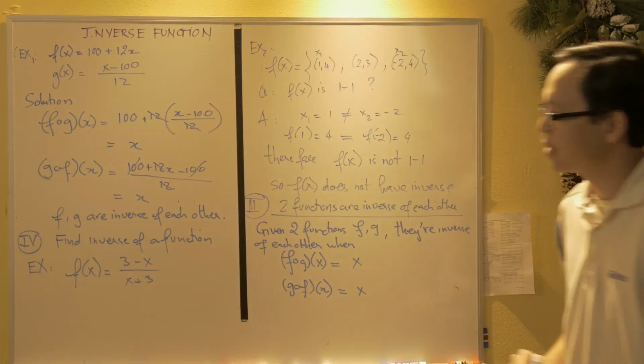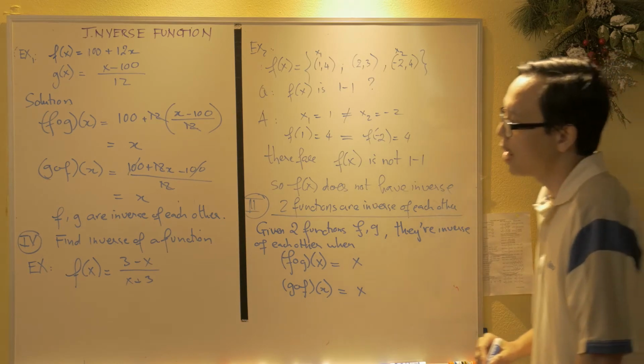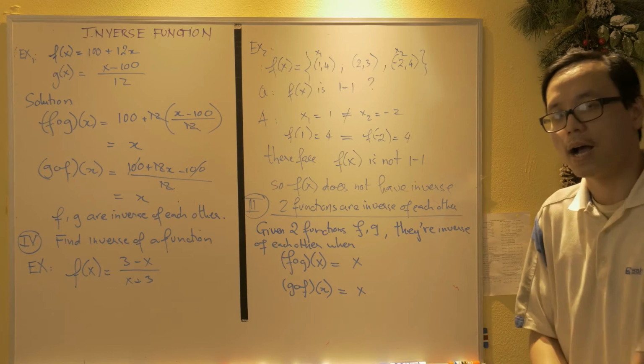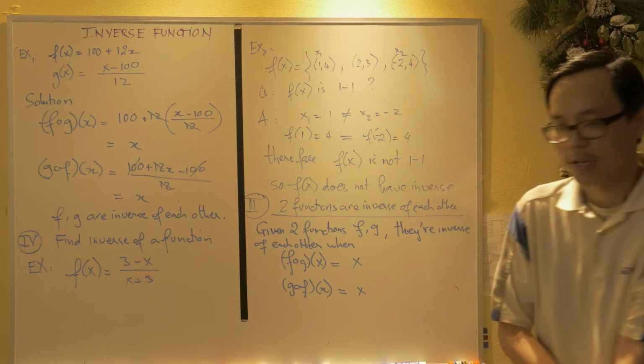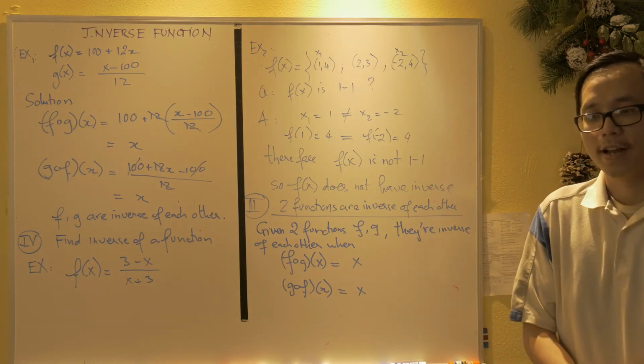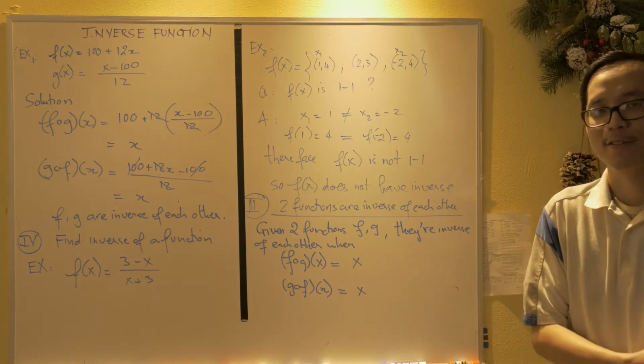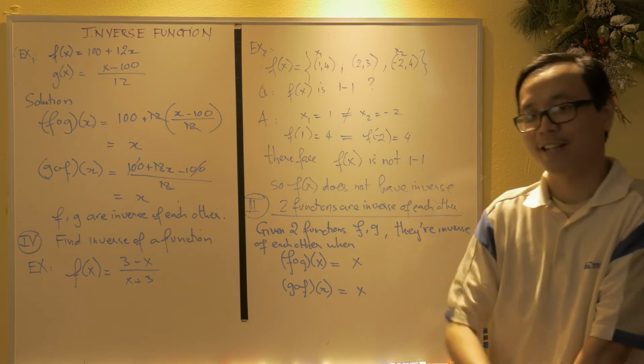So I have a rational function like that, and I want to find the inverse function of this function. Well, most of the time, when the question asks you to find the inverse of the function, you suppose that the function must have the inverse already. Then, of course, they ask you to find the inverse.